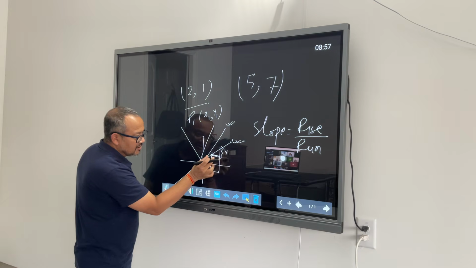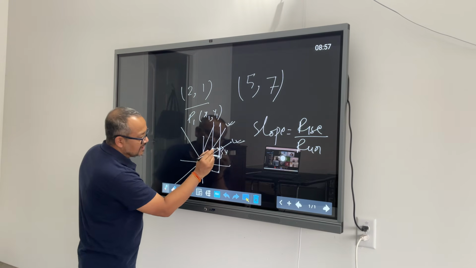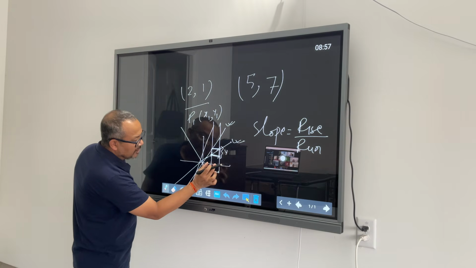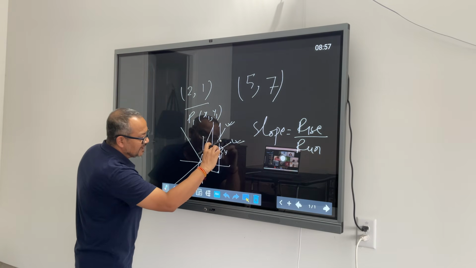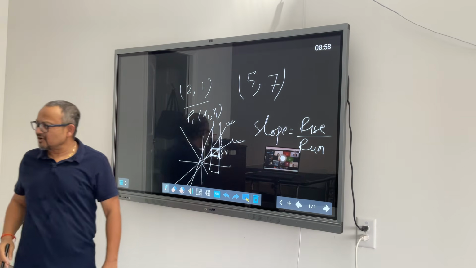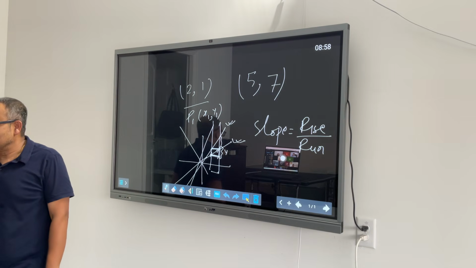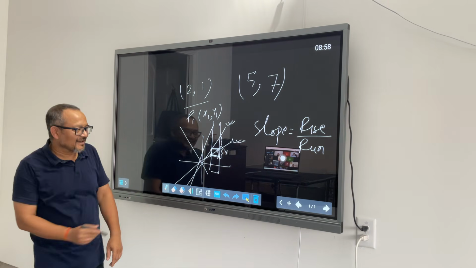Rise over run. So look at these two lines. Between these two points, for the same run, this guy has this much rise and this guy has this much rise. Rise, R-I-S-E, okay? Not R-I-C-E. Okay, so rise over run.